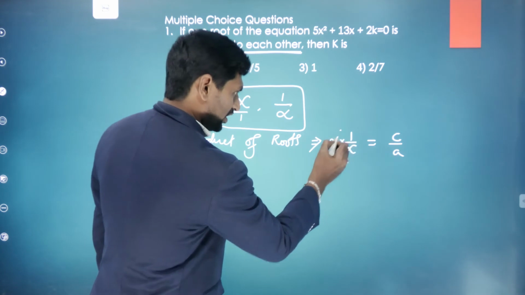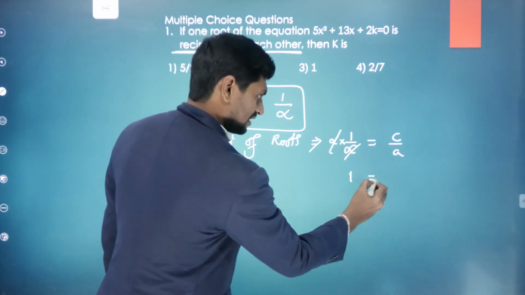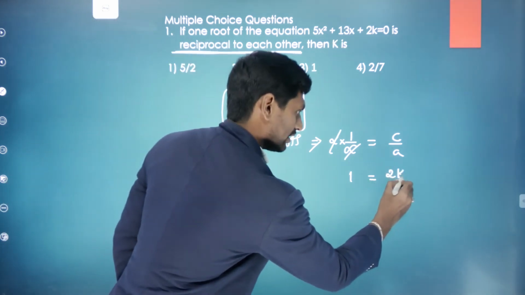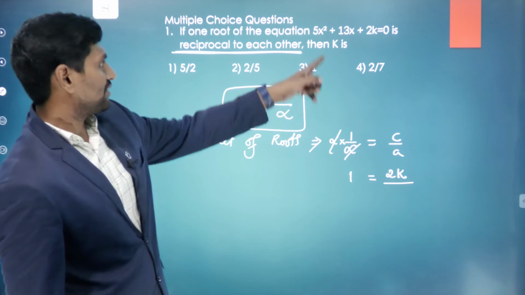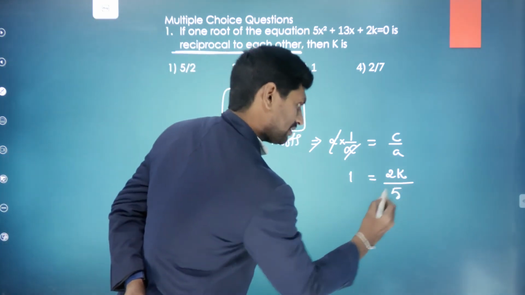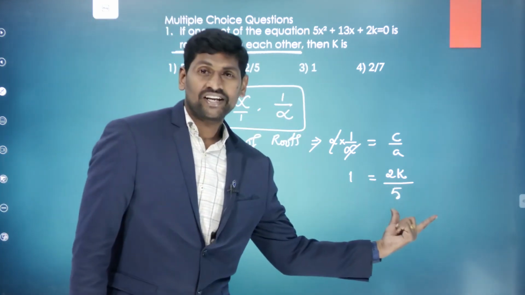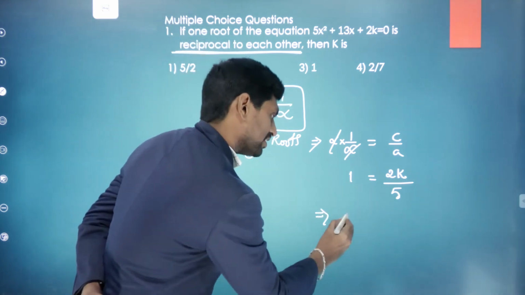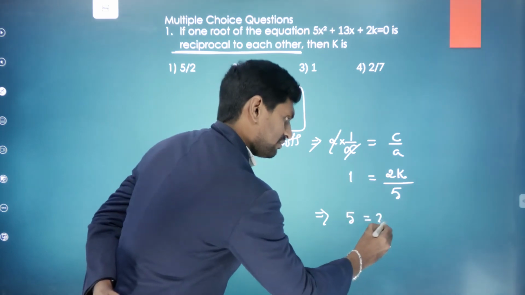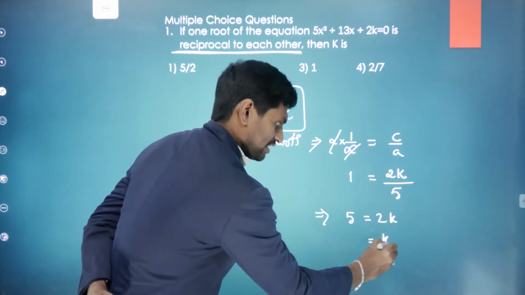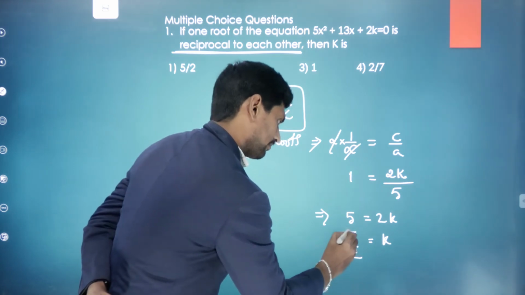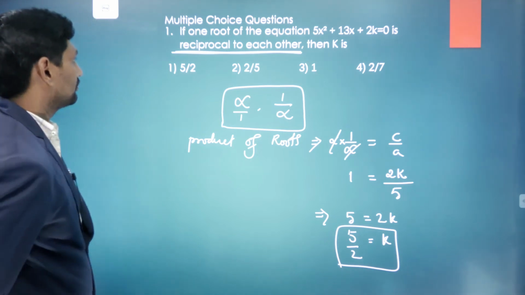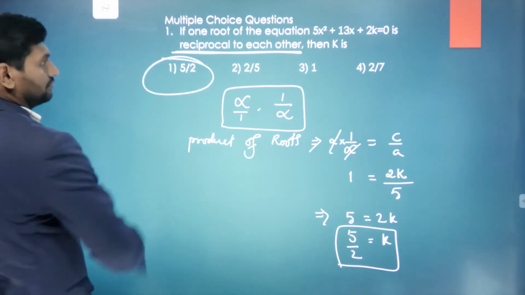So, numerator alpha, denominator alpha cancel here, 1 is remaining. C value is nothing but constant. Constant is 2k. A value, x square coefficient 5. Now, 5 is dividing this side, transpose. It is multiply. 5 multiply with 1. 5 ones are 5. Equals to 2k and k equals to 5 by 2. Done. First option.